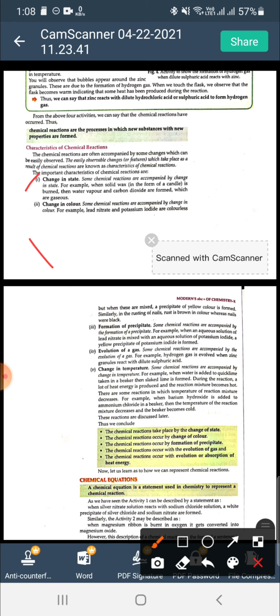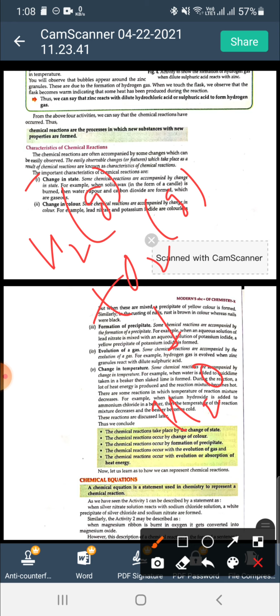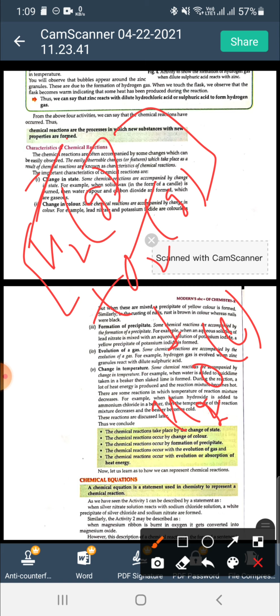For example, if we take hydrogen plus oxygen, it will form water. Here hydrogen is a gas, oxygen is a gas, but the product formed, water, is a liquid. So gaseous reactants react together to form a liquid product. So it means there is a change in state.